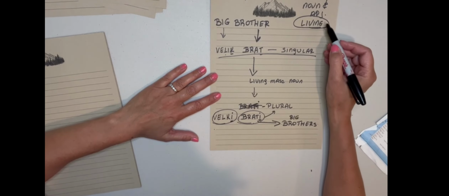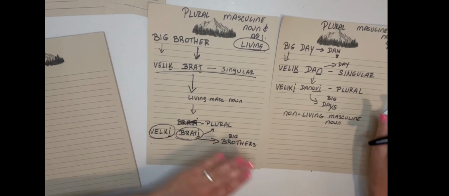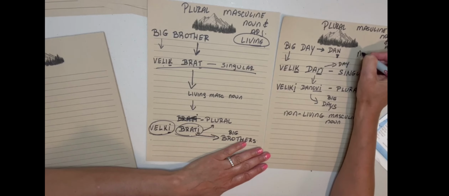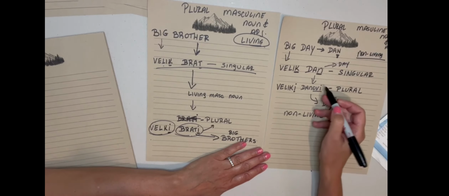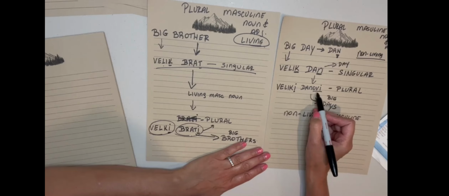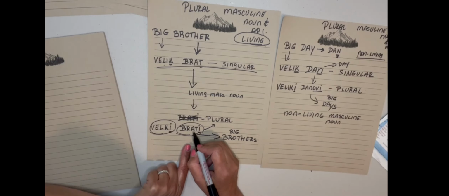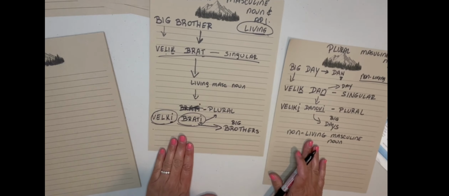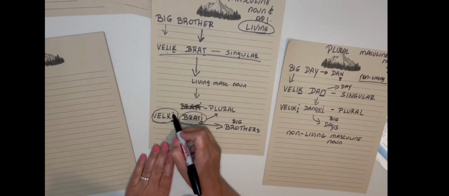Okay. This is my living masculine nouns. So for the non-living, just remember, we generally add an OVI. So this is non-living masculine nouns. We generally add OVI. But for masculine nouns that are living, we just generally add a single I. Okay, and for the adjective, we just add an I. It's the same. Veliki danovi or veliki brati. We just add an I.